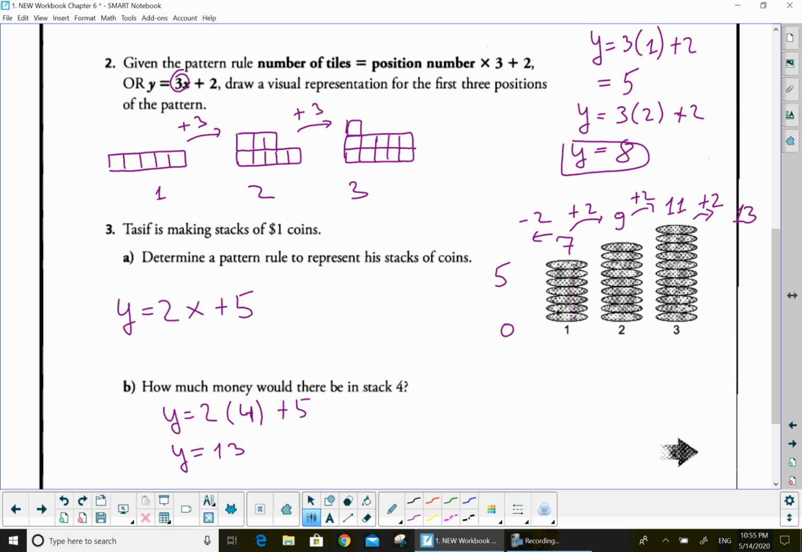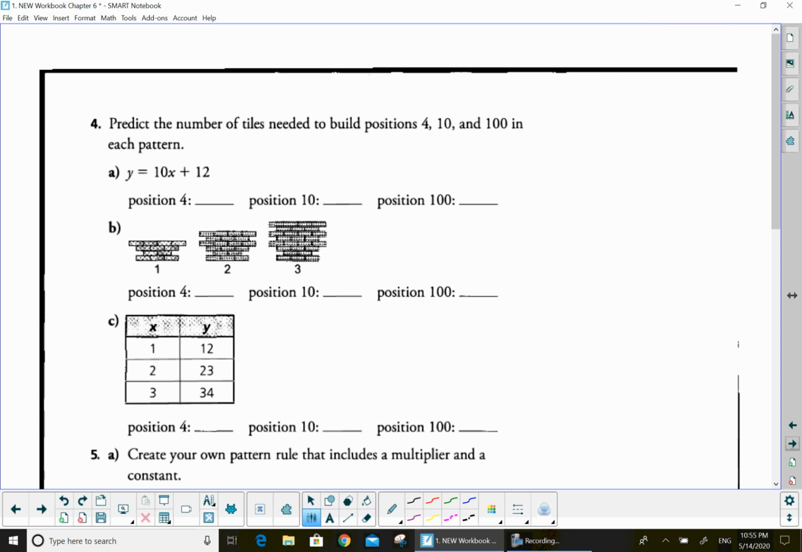Obviously, this position, the stack number 4, it's a low number. If it was stack number 100, I would definitely just use the equation or a pattern rule. All right, next question, very similar again to 6.2.